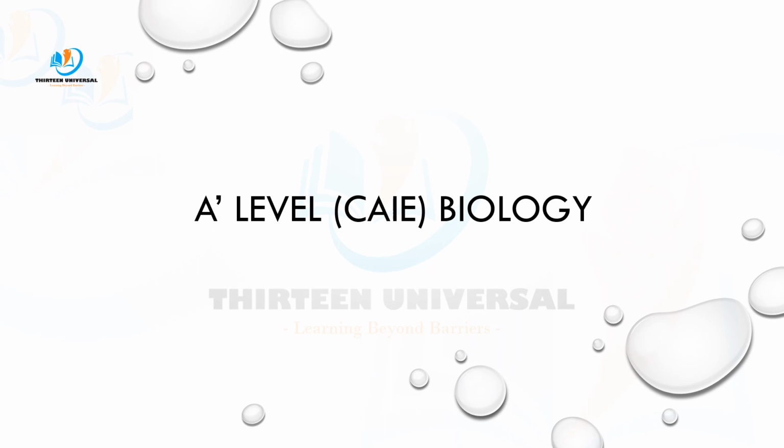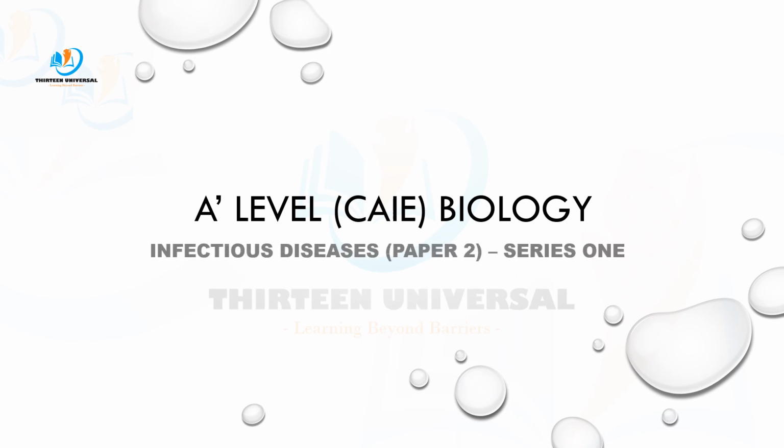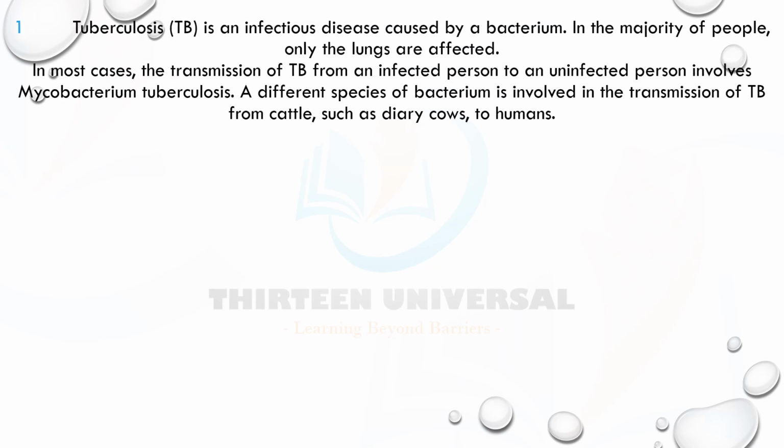So this is A-level CIE biology. We are now doing infectious disease topicals, Series 1. This is paper 2, AS theory paper 2. Okay, so we have done immunity. This is infectious disease. We're going to do series 4 for immunity, series 2 and above, and then that of infectious diseases. Okay, so get your material. Let's solve questions. Let's dive in at once.